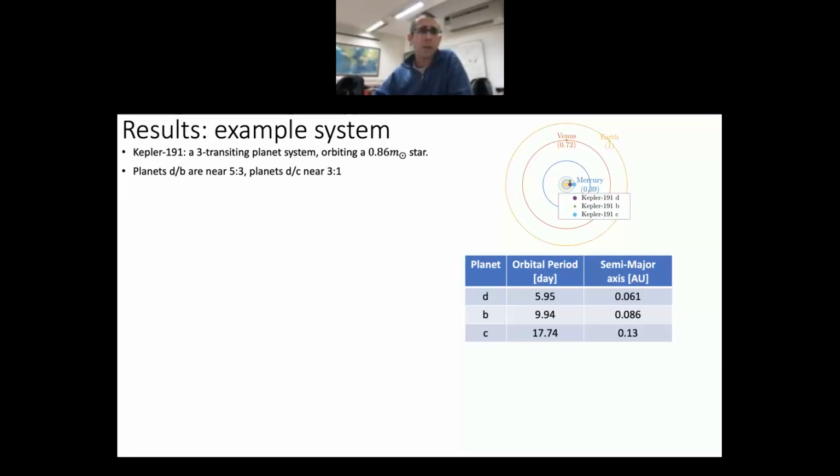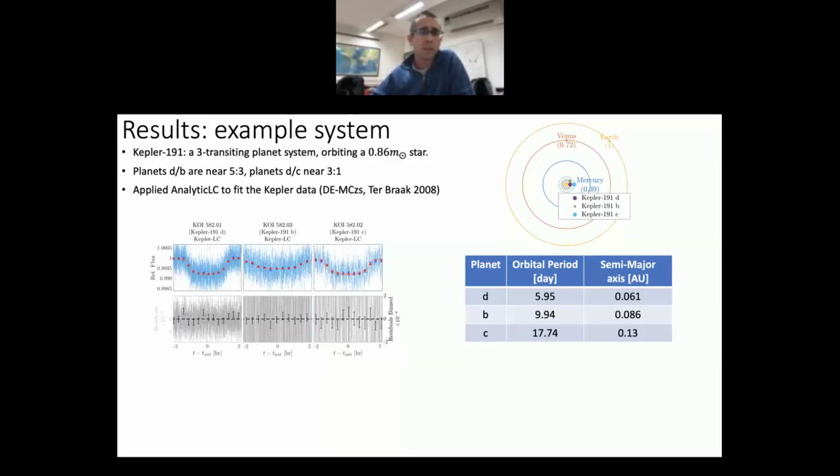We used the differential evolution MCMC to fit the Kepler data, and you can see the best fitting models in orange on top of the Kepler data in blue on the 3 panels, so 3 planets and 3 transit signals folded on top of each other. The model nicely fits the data, as you can also see in the residuals, which are shown in the bottom panels, and the residuals nicely surround the 0 line.